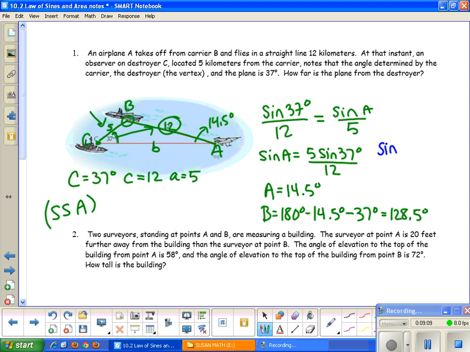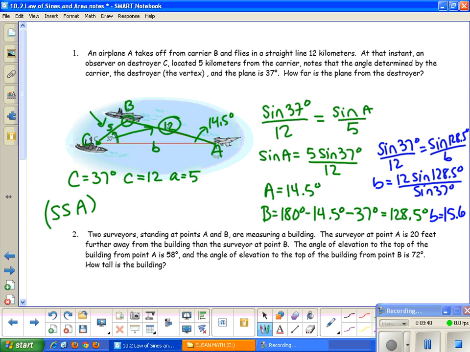So now that I know the angle B, I can finally solve for length B. So the sine of 37 degrees over 12 equals the sine of 128.5 degrees over B, and then I cross multiply to solve. So in this case, B is equal to 12 times the sine of 128.5 degrees divided by the sine of 37 degrees. So B would be equal to, I'm running out of room here, 15.6 kilometers away from the destroyer. So that's how far the plane and destroyer are away from each other.